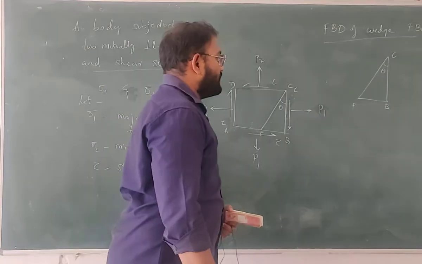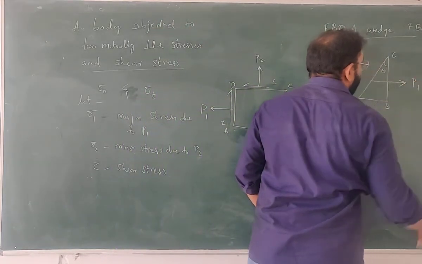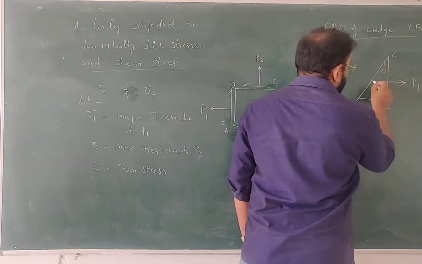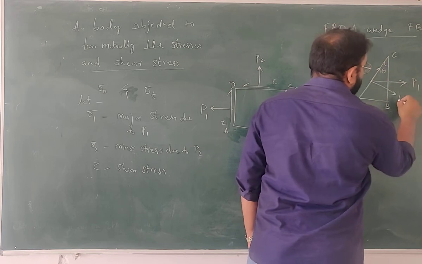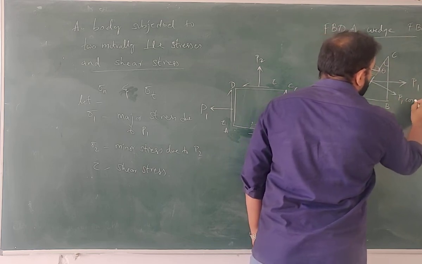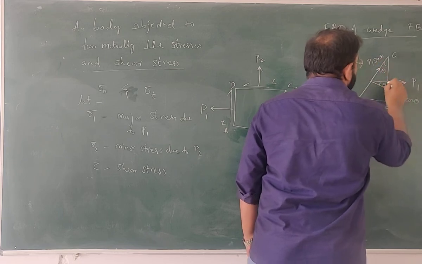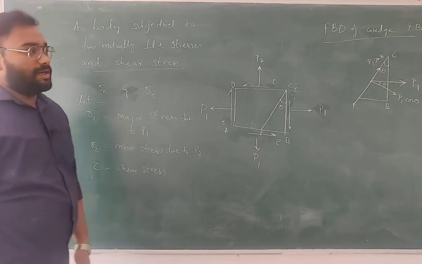So this is FBC. If you see, force P1 is acting like this, developing one normal and one tangential component. This is called P1 cos theta. This is P1 sin theta. The angle is theta. This is because of P1.